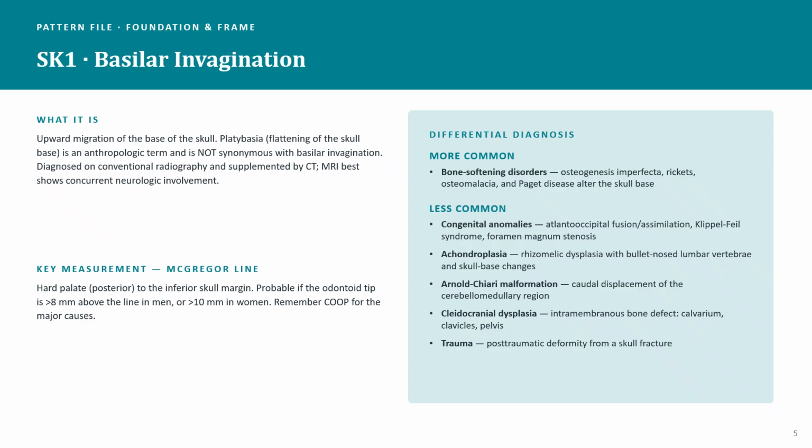So some of the causes, if you can remember the last slide, this is the mnemonic COOP for the causes. Most often it's from some sort of bone softening disorder, whether it's OI, osteogenesis imperfecta, or osteomalacia. We could have Paget's disease or maybe rickets as well, and all of those can deform that skull base. Even though it could happen less often, it happens due to congenital anomalies like atlanto-occipital fusions, assimilations, and also foramen magnum stenosis.